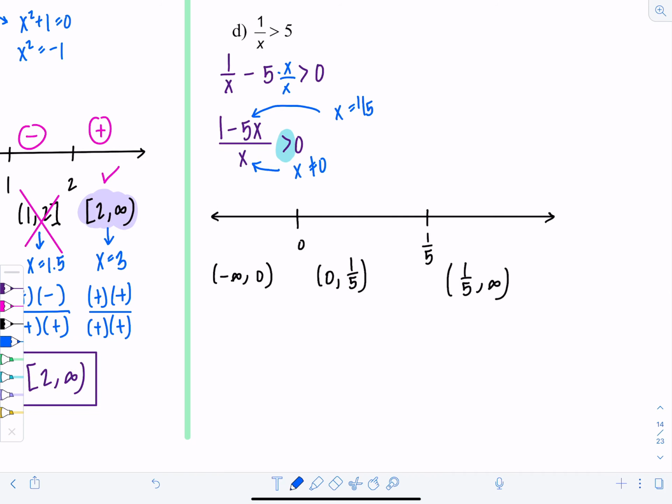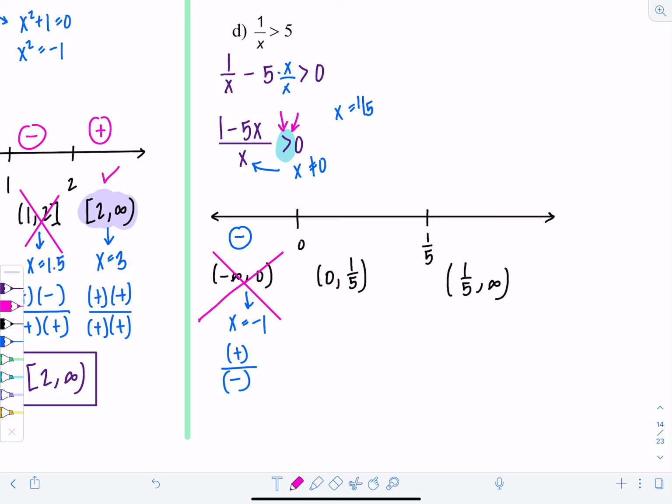Okay, from negative infinity to 0, let's test with maybe x equals -1. So plugging in -1 for x, I'd have 1 minus 5 times -1, or 1 plus 5. So that's positive. Divided by a negative, right? Because I'm just plugging in -1. So everything in this interval is going to be negative. That does not work because I need that expression to be greater than 0.